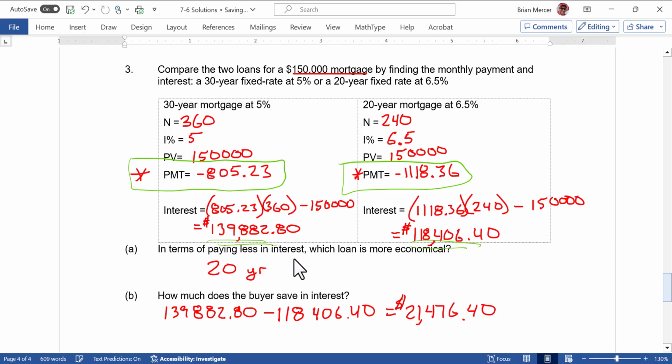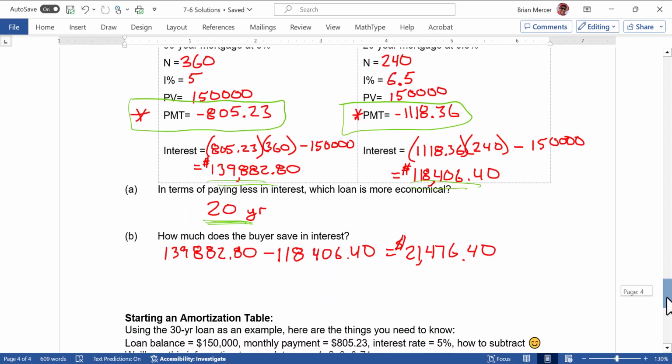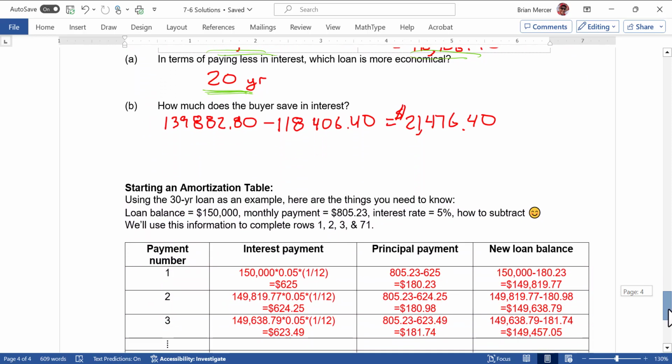Which is a better deal, which is more economical? Always or almost always, financing it over fewer years will cost you less in interest, but your payment's more. So you kind of got to weigh what you can afford to do. So it's just asking to compare the interest rates.